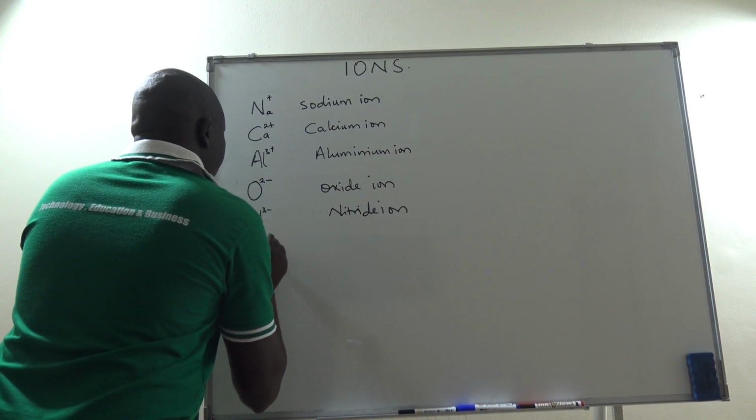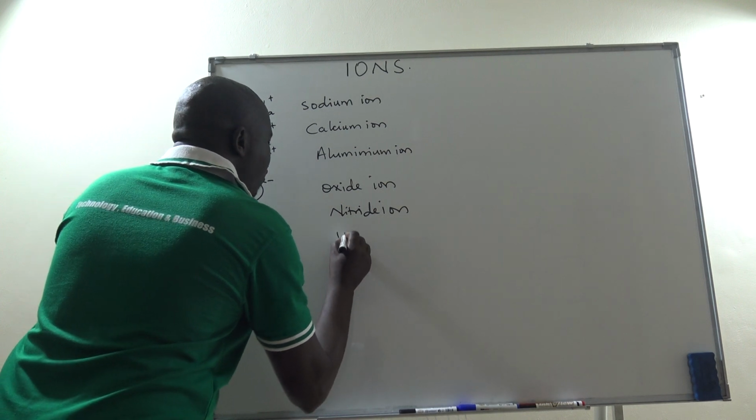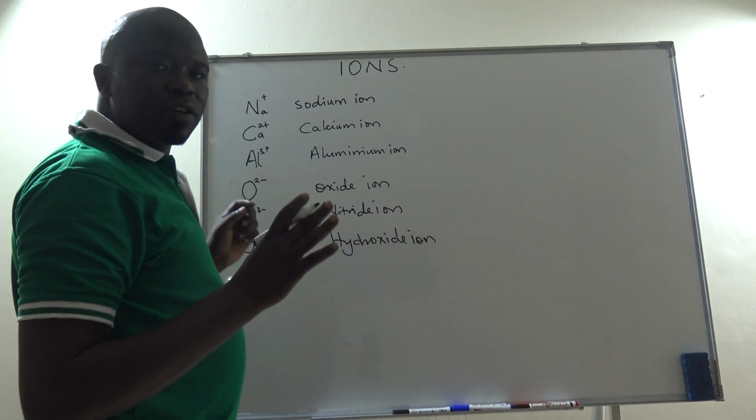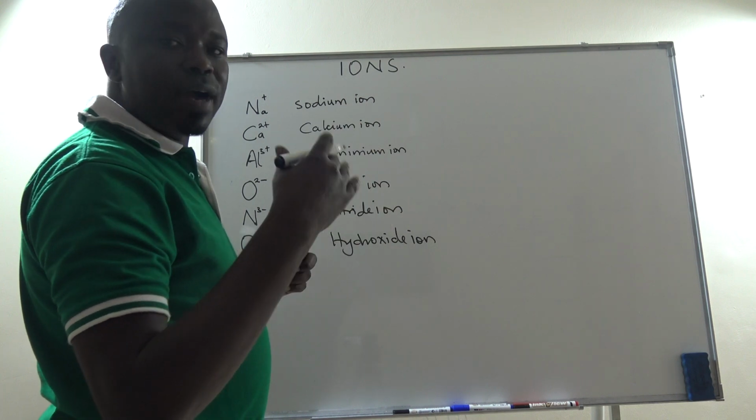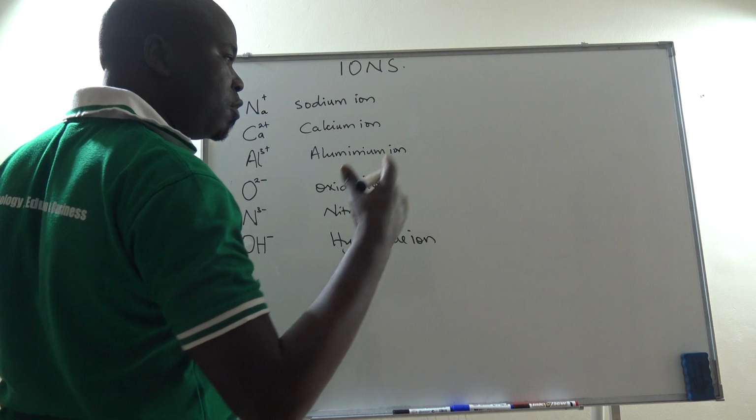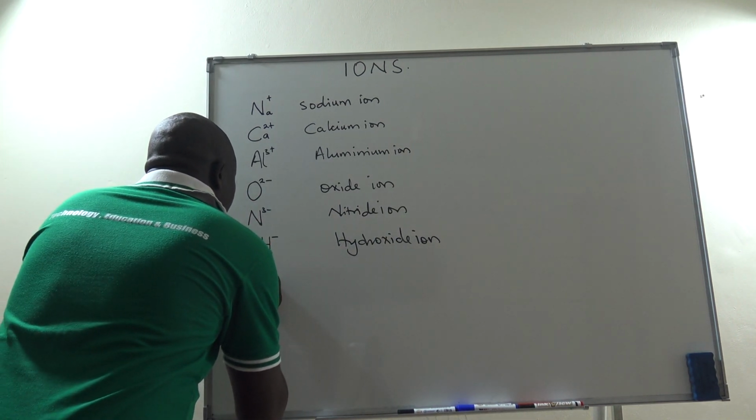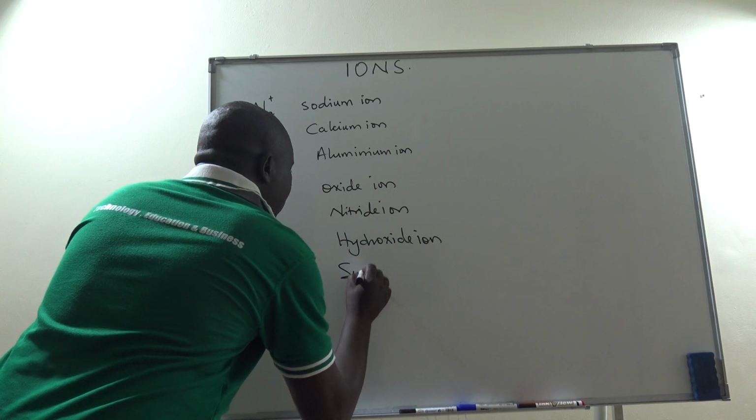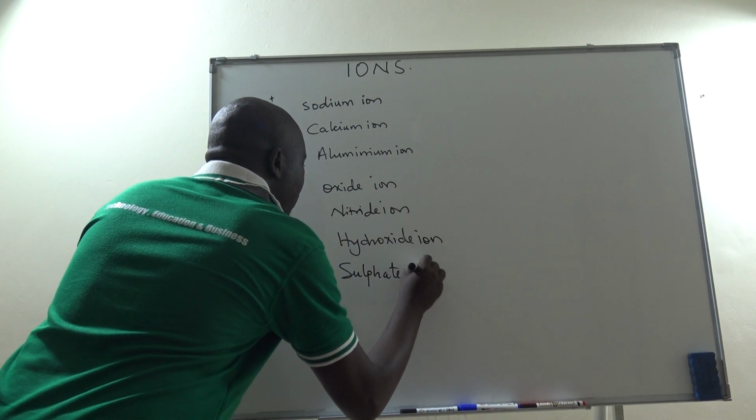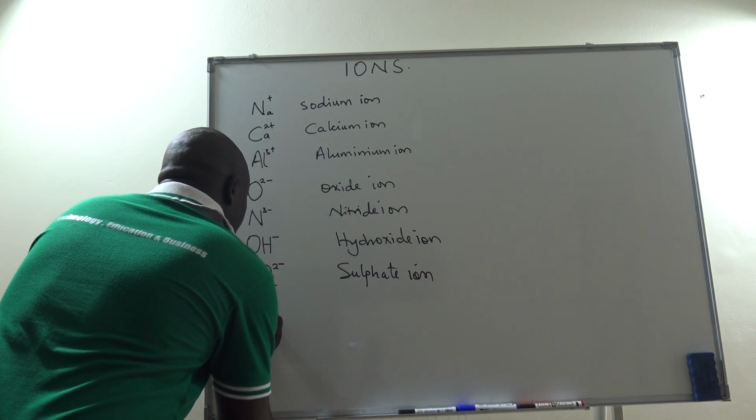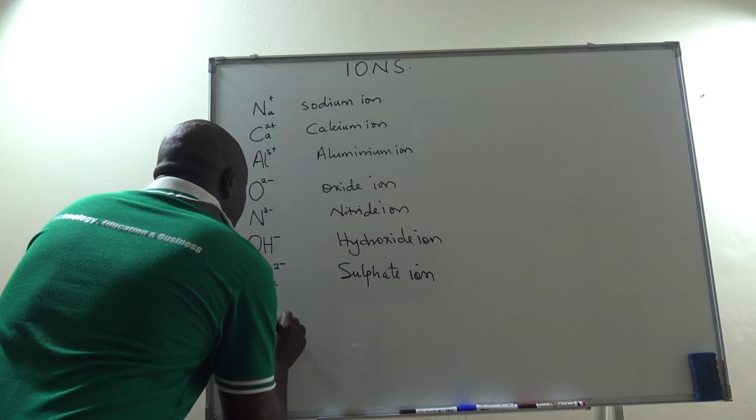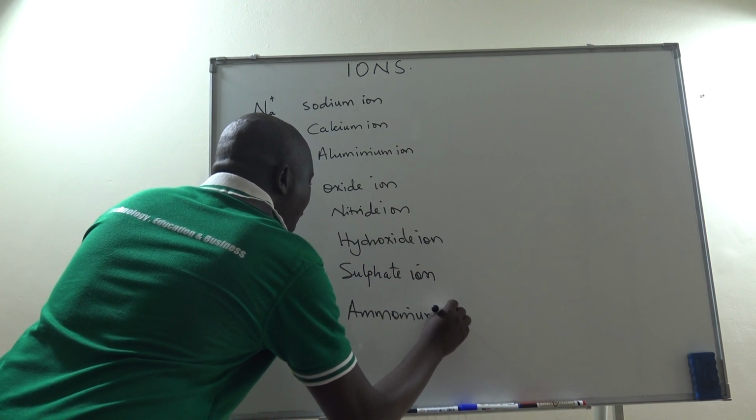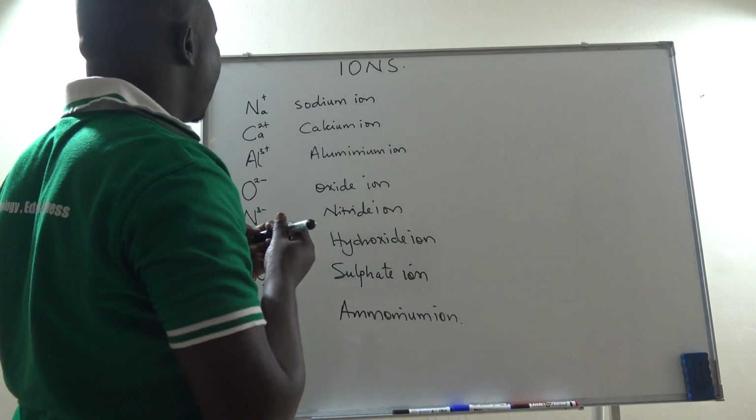We have got this one, which is called the hydroxide, not hydroxyl, it is hydroxide. Hydroxide ion, because hydroxyl is a group which is found in organic compounds. So we refer to some hydroxyl group somewhere in organic compounds. Then we have this one here, called sulfate ion. We have this one here, called ammonium ion. So all these are what we call ions.